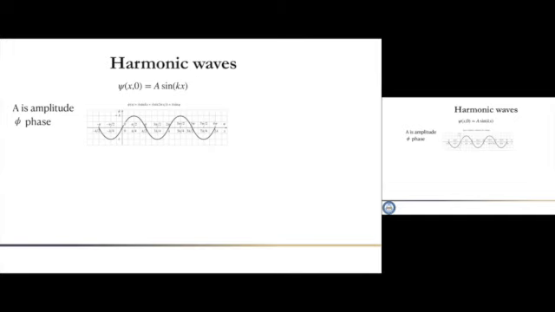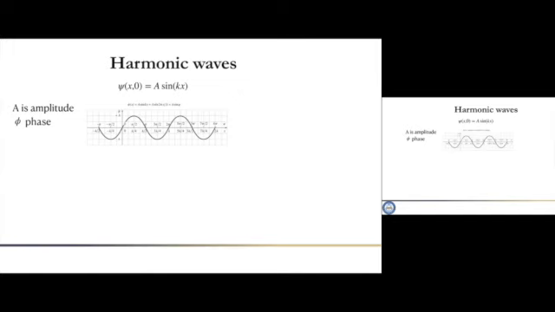At lambda over 4, it'll have a displacement of maximum, which is plus a. And then at lambda over 2, this phase will become pi, and the sine function has a 0. So that again comes back to 0. And then when we come back again all the way to a phase of 2 pi, we know at 2 pi, the sine function is going to repeat. And so we see that it repeats in the same direction, so to speak.